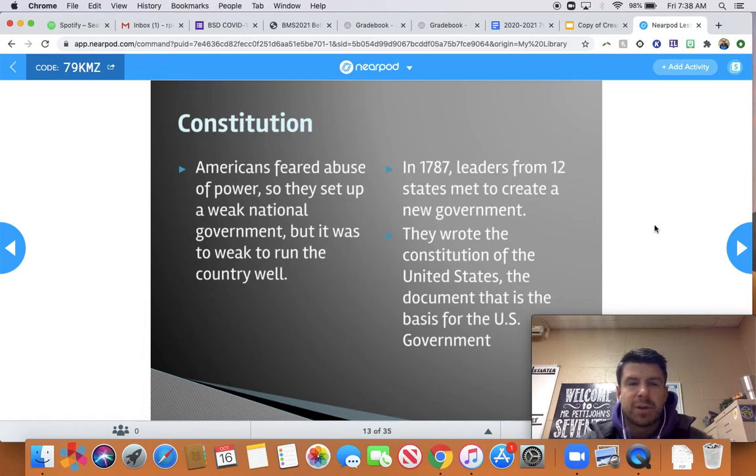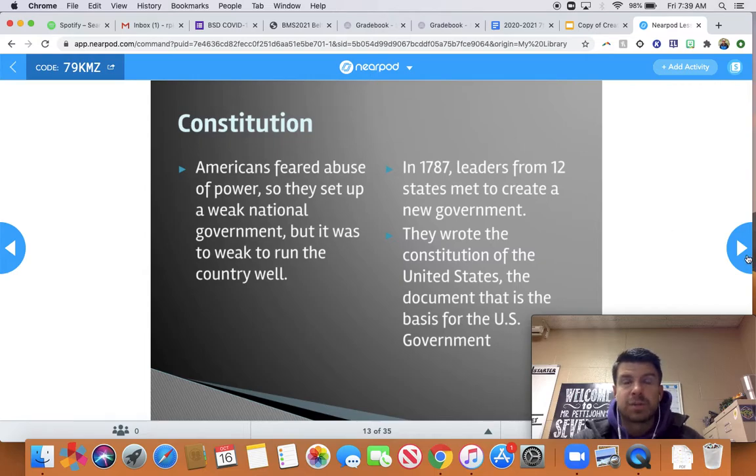The Constitution. America feared abuse of powers. They had seen what happened in the British government, and they did not want something similar to happen. So they wanted to set strict laws in place. So they developed a constitution. In 1787, leaders from 12 states met to create a new government. They wrote the Constitution of the United States, the document that is the basis for the United States government.